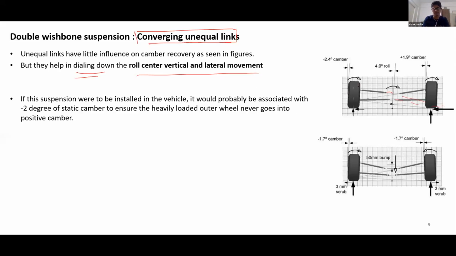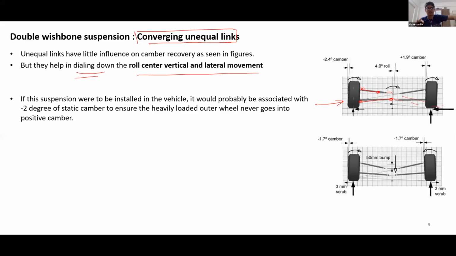For this to happen, we generally use unequal links. So the upper link is generally shorter than the lower link, right? So this helps in reducing the roll center vertical and lateral movement. So this is why you would see this kind of a suspension in most of the race cars, right? That is, converging unequal links of suspension is generally used.